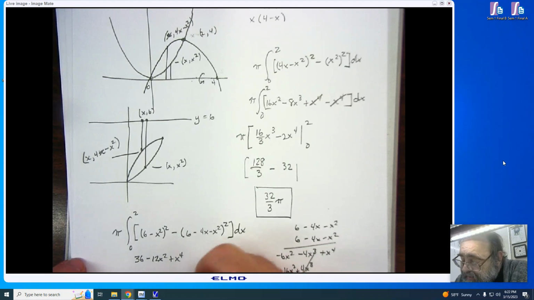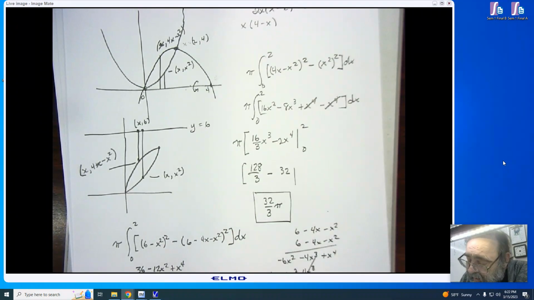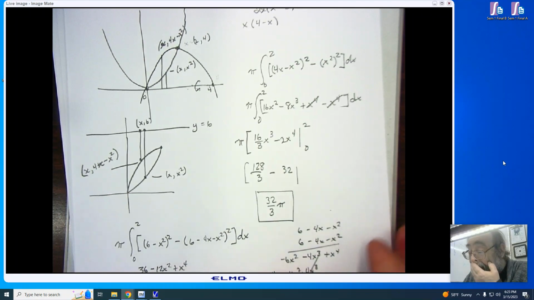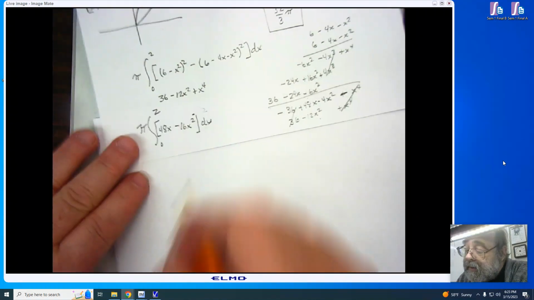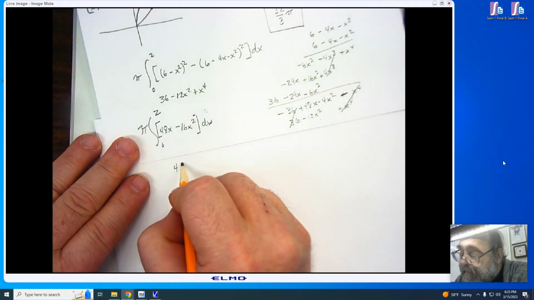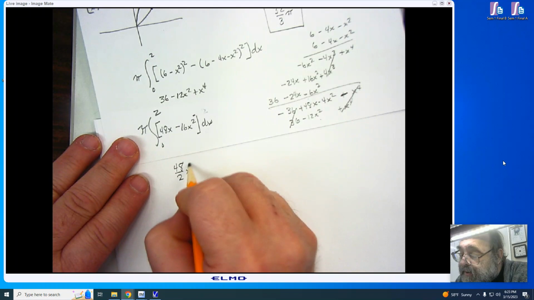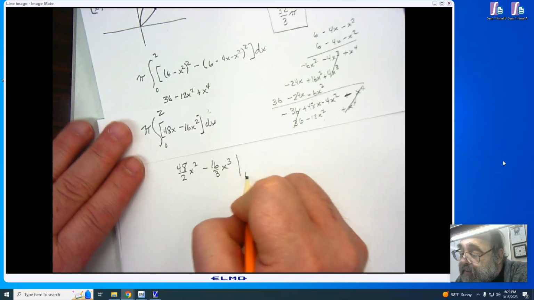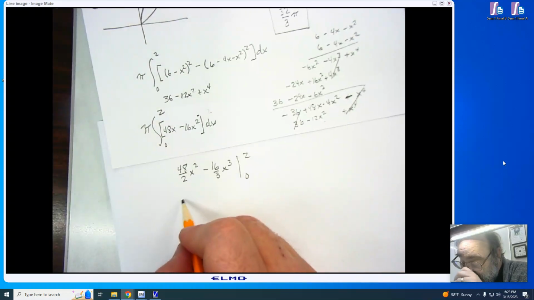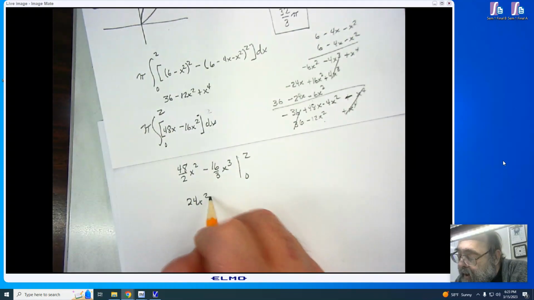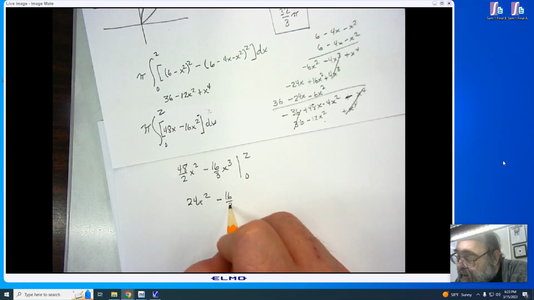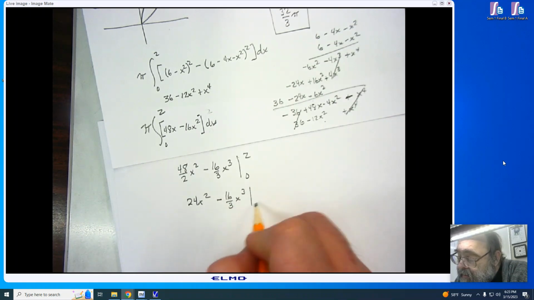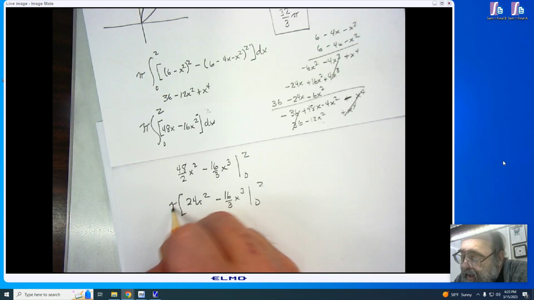Whoops, let's put our dx in and actively integrate 0 to 2 pi. We're now going to simplify this. So I'm looking at 48 divided by 2 x squared minus 16 thirds x cubed from 0 to 2. This is giving me 24x squared minus 16 thirds x cubed, 0 to 2 multiplied by pi.